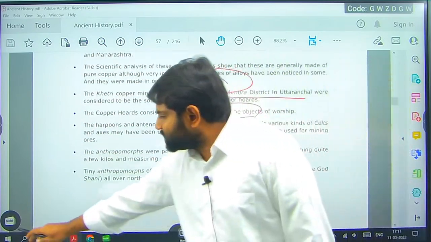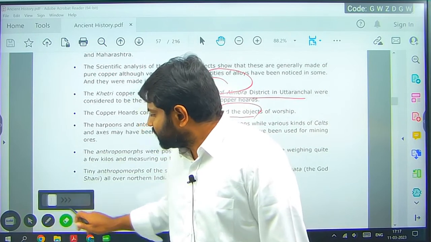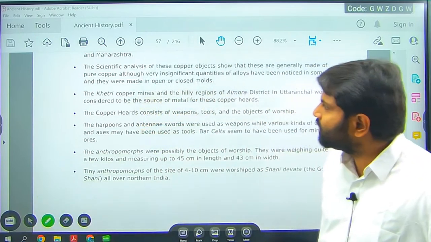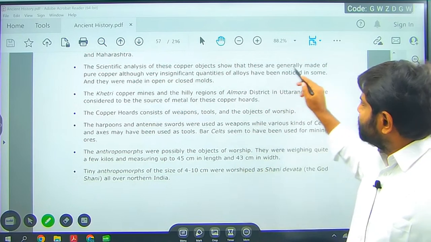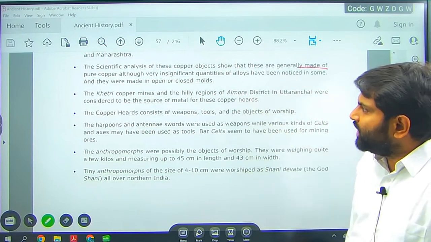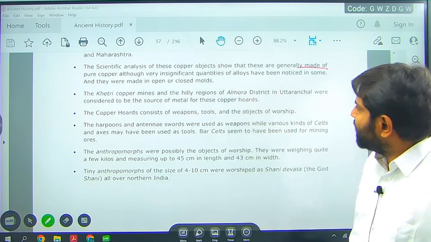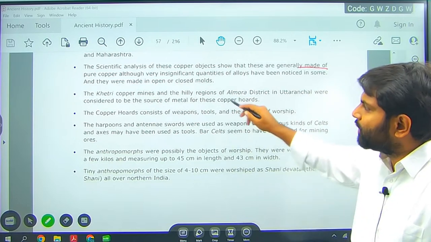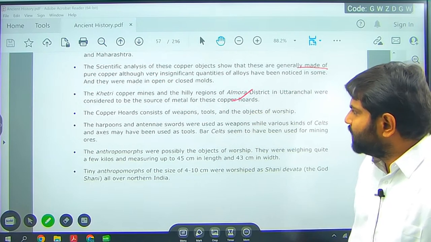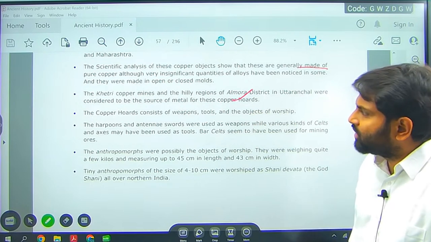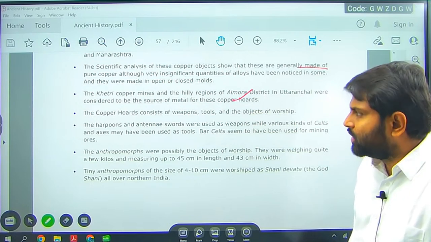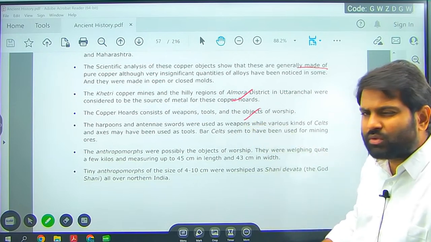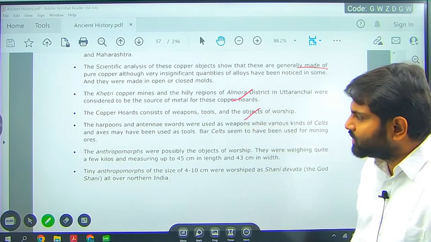The scientific analysis of these particular items shows they are generally made of copper, although very insignificant quantities of alloys have been noticed in some. Alloy culture is not there. Khetri copper mines and the hilly regions of Almora district in Uttaranchal were considered as the source of this particular metal. Copper hoards consisted of weapons, tools and other objects for regular domestic usage.